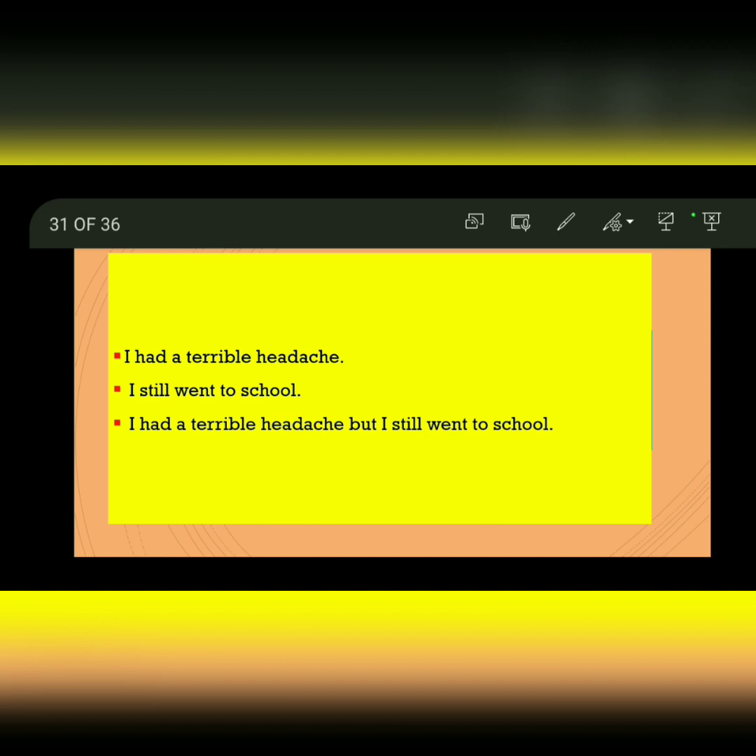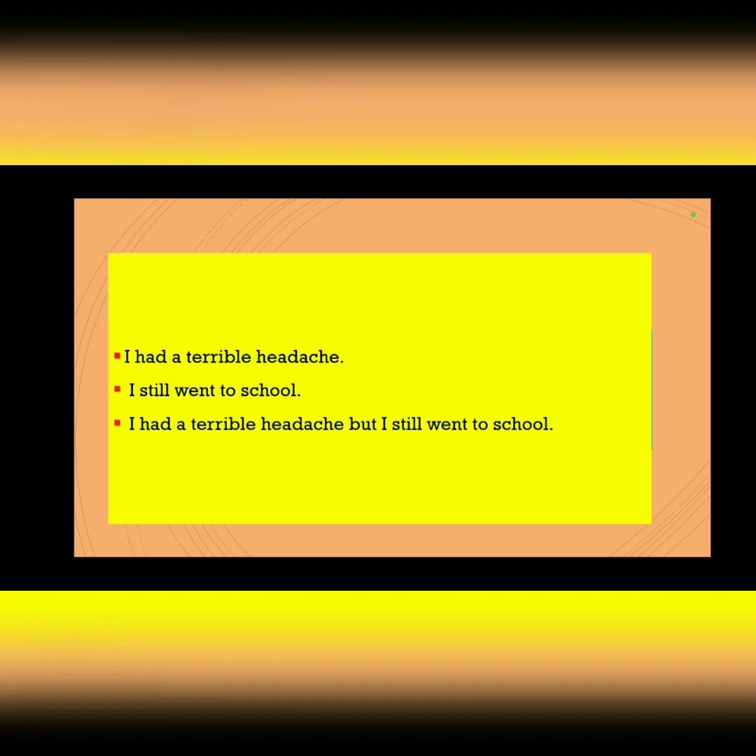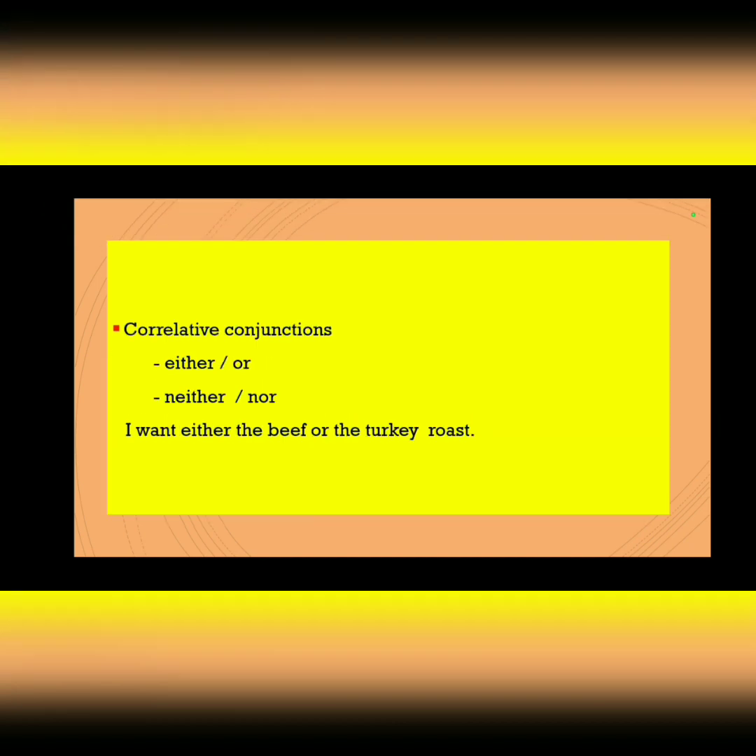We can join them together with the coordinating conjunction. I had a terrible headache, but I still went to school. We also have correlative conjunctions. These are pairs that work together, like either and or, neither and nor. I want either beef or the turkey roast.